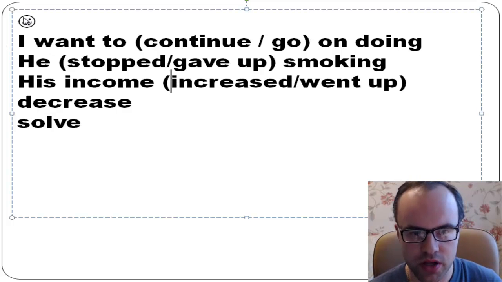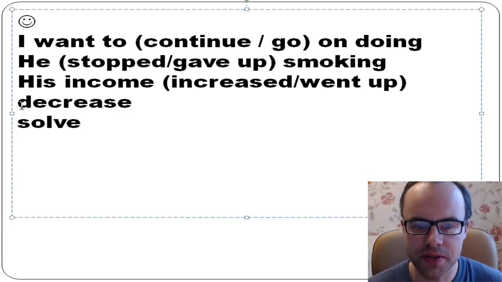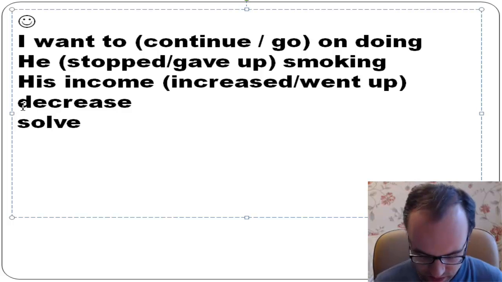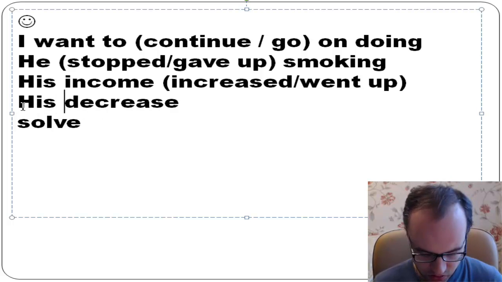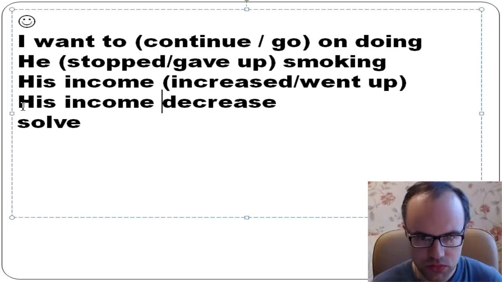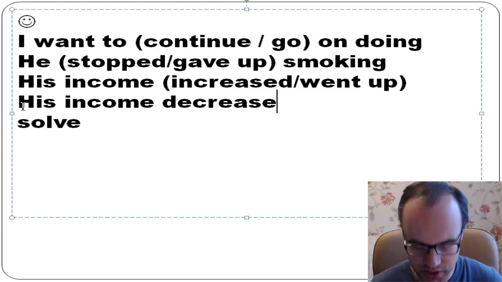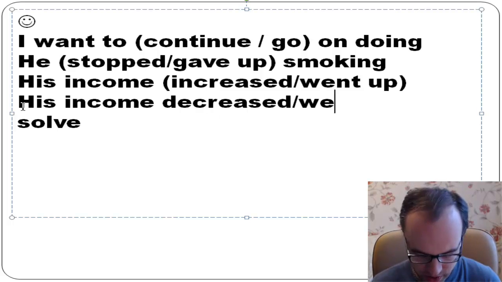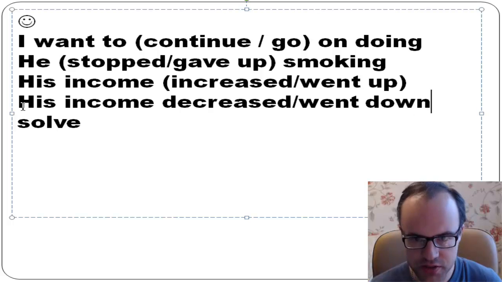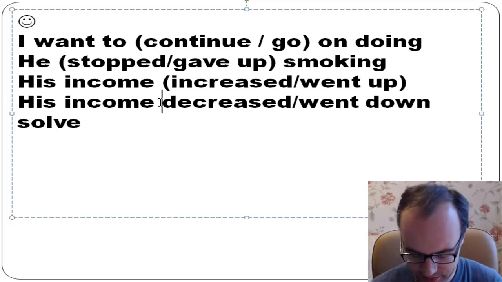So the same thing is in the next sentence. For example, his salary or his income. Income, it's the money he gets. So his income decreased, or his income went down. Is the opposite phrase.